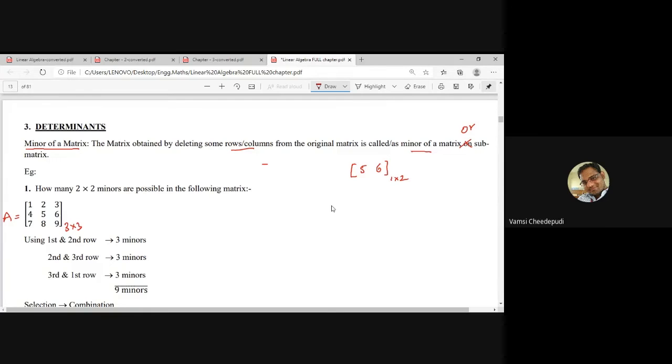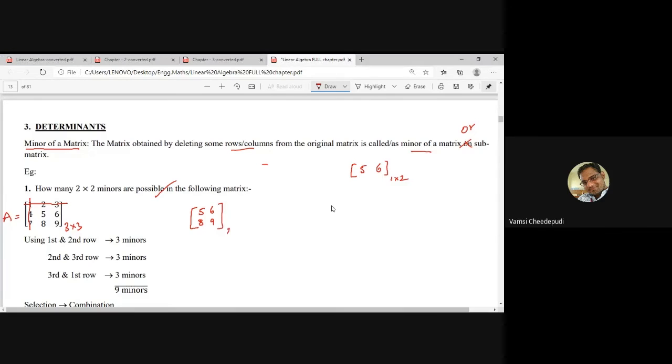But my example question is this: how many 2 by 2 minors are possible in the following matrix? If the given matrix is 3 by 3, then how many 2 by 2 matrices are possible? Let us take some examples for 2 by 2 minors. Sir, if I cross out the first row and first column here, will that be meaningful? If you delete the first row and first column, you get a minor: 5, 6, 8, 9.